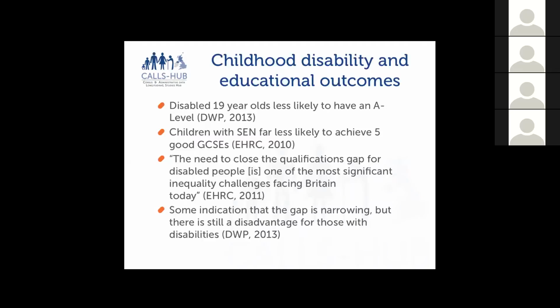So specifically looking at educational outcomes, the DWP have reported that disabled 19-year-olds are less likely to have an A level than their non-disabled peers. And the Equality and Human Rights Commission reported that children with special educational needs are far less likely to achieve 5 good GCSEs. And they've said that the need to close the qualifications gap for disabled people is one of the most significant inequality challenges facing Britain today. While there is some indication that the gap is narrowing, there is still a disadvantage for those with disabilities.